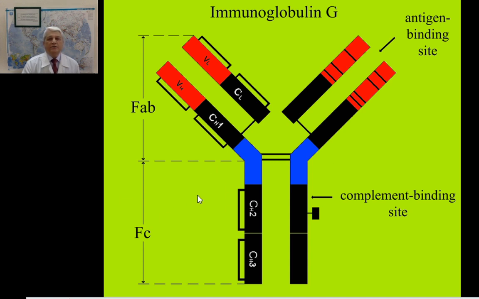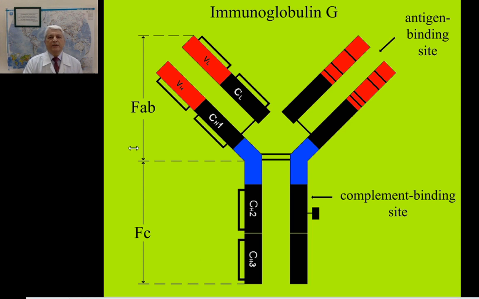Then constant domain of heavy chain number 2, and we can say the second constant domain of heavy chain, and also constant domain of heavy chain number 3, or third constant domain of heavy chain.